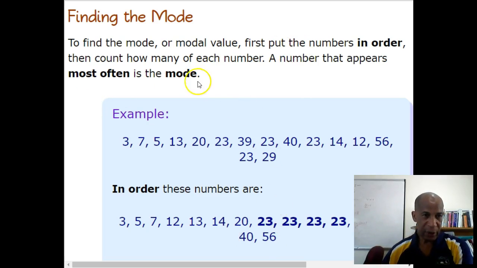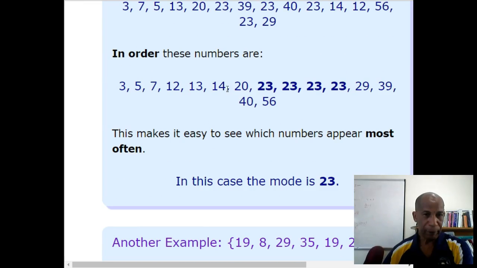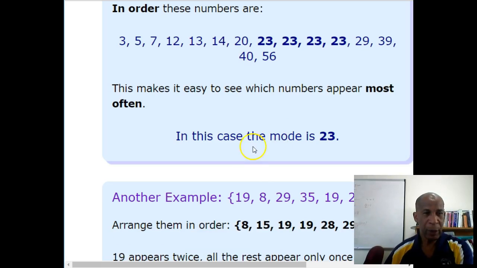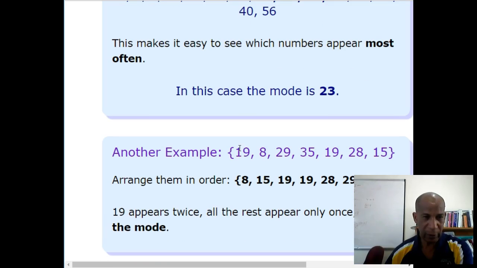The number that appears most often is the mode. Here we can see that the number 23 occurs 4 times. This makes it easy to see which number appears most often. So we say here that we have what is called the mode or modal value, which is 23.